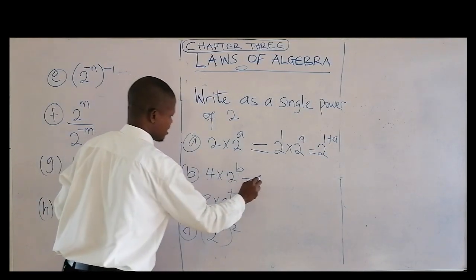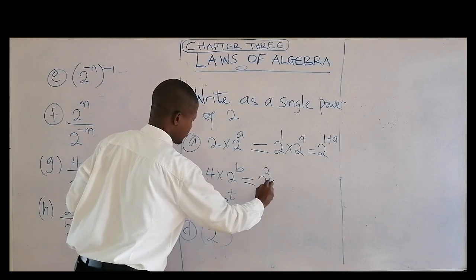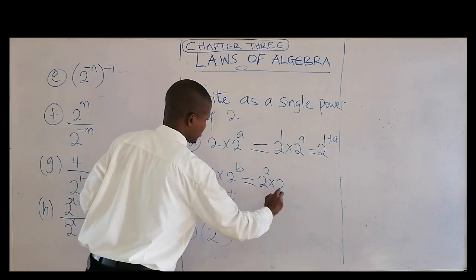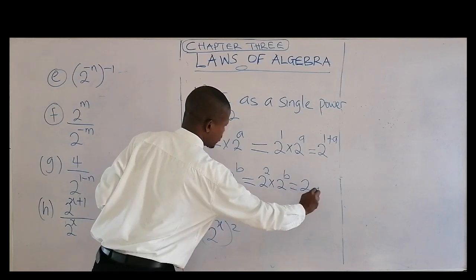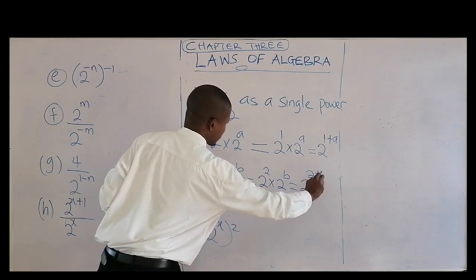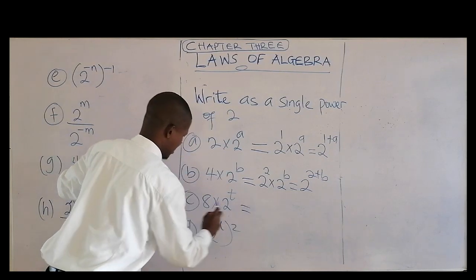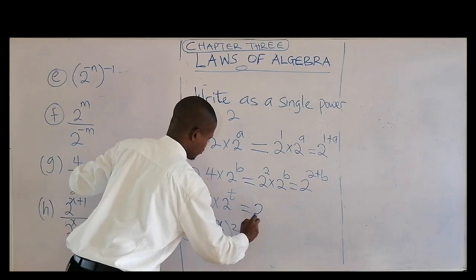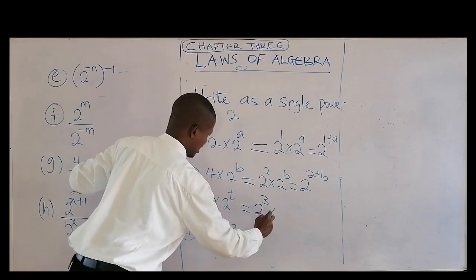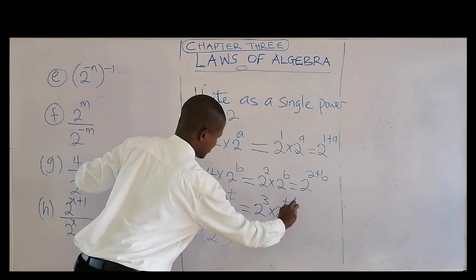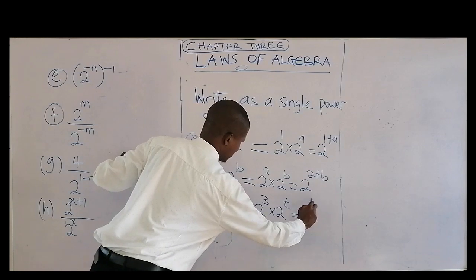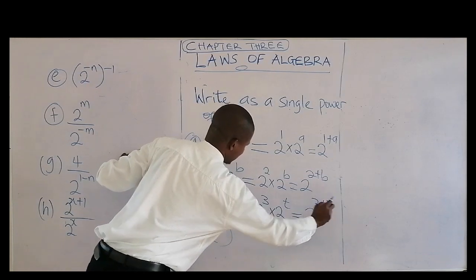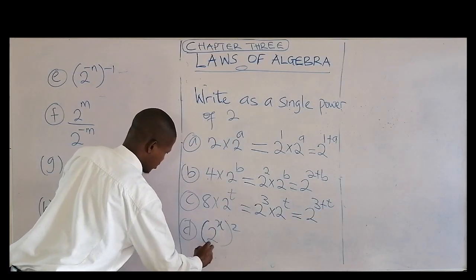Here, 4 is the same thing as 2 to the power 2, times what? Times 2 to the power b. So the bases are the same. You pick one of the bases, then you add the powers together. Okay. The other one, we have this. 8 is what? 2 to the power 3 times 2 to the power t, and that's equal to, take one of the bases and 3 plus t. So that's that on that question.